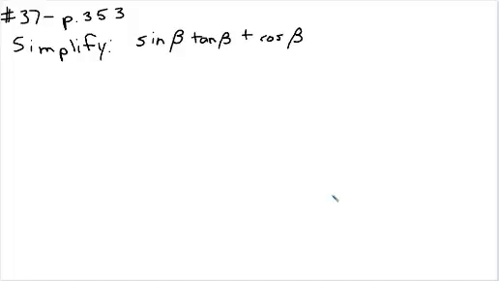Okay, you were asked on page 353 to simplify on number 37, sine beta tangent beta plus cosine of beta. First thing is, don't worry about these crazy Greek letters. This is the Greek letter beta, and it's written with this sideways B like this. If you don't like it, then you could write it as sine x tangent x.